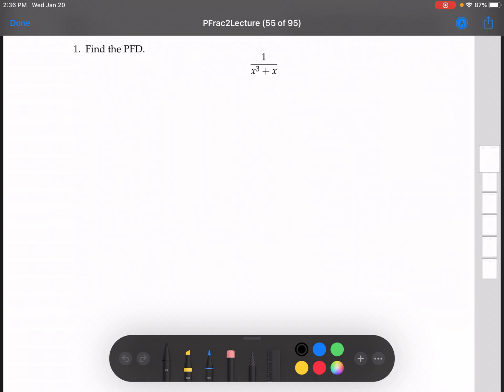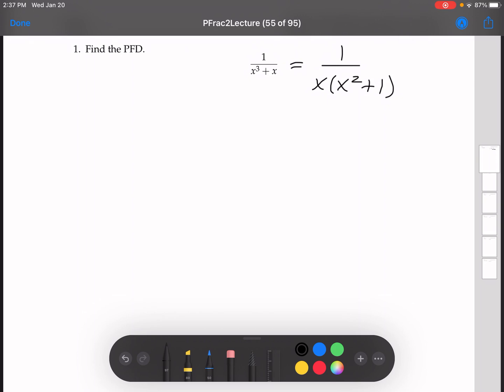In this one, we're just going to find the partial fraction decomposition, the PFD. No integrals in this example. All right, so the first thing to do is to notice that this is equal to 1 over x times x squared plus 1. So factor the denominator. First step, factor the denominator.